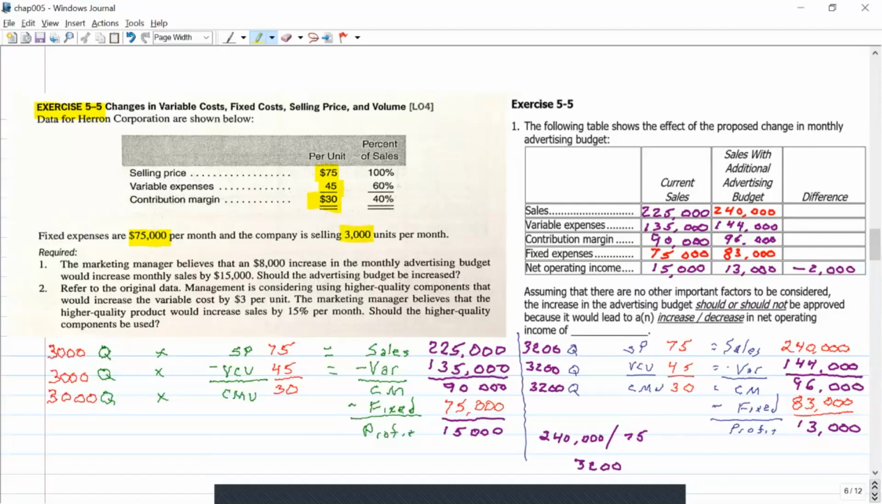The question is, what if we have an $8,000 increase to our fixed costs? The marketing manager believes that sales will go up by $15,000. So what we have to do is run two grids.